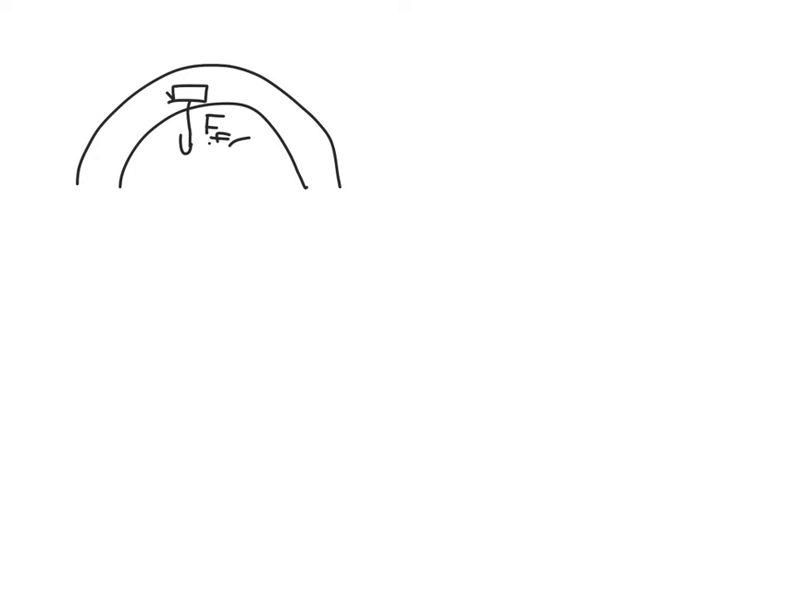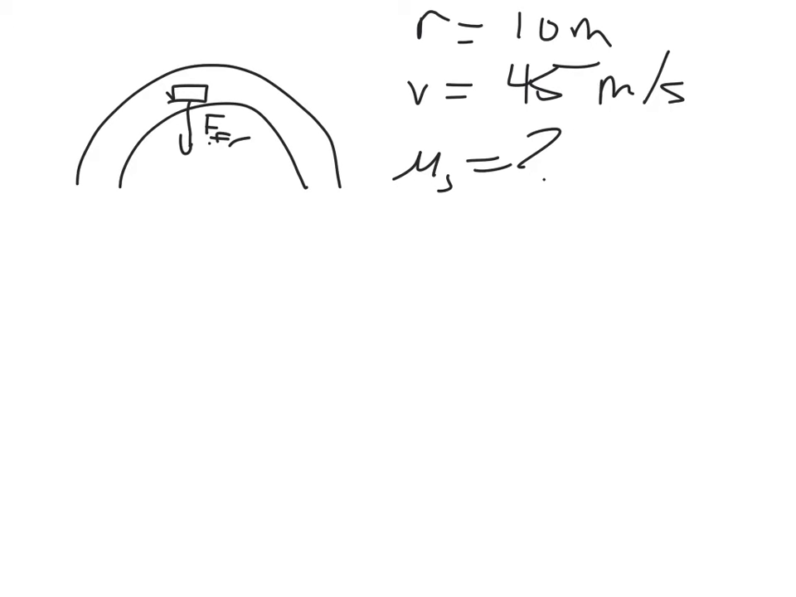So I'm going to say that the turn's radius is going to be, we'll say, a 10-meter radius for that turn. And the car is going with a speed of 45 meters per second. That's pretty fast, going around this turn of 10 meters. So what I want to know is what coefficient of friction would have to be present in order for this car to be able to do this turn at this speed.